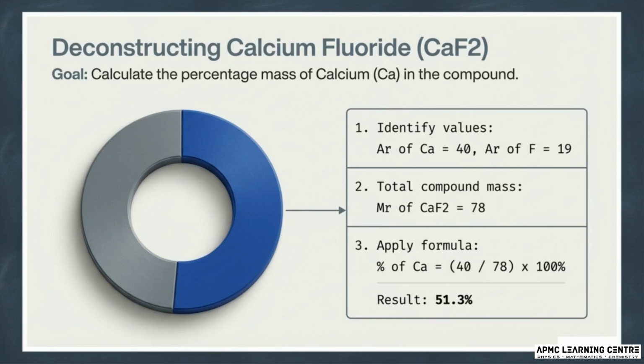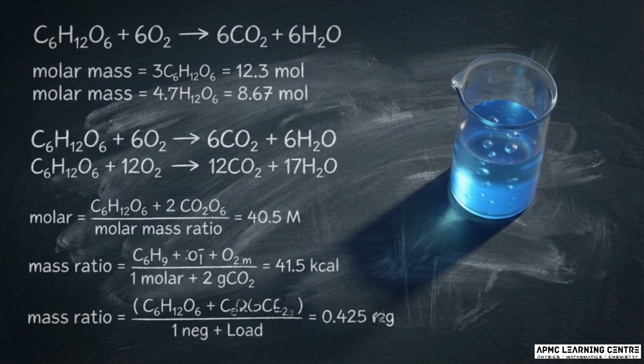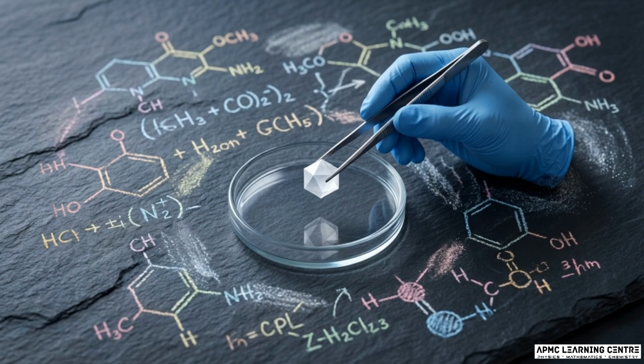Step 1. Identify calcium's AR, 40. Step 2. Calculate the total MR, 78. Step 3. Apply the formula. 40 divided by 78 times 100% yields 51.3%. This percentage mass formula bridges the gap between theoretical math and the physical lab. It tells chemists the exact physical proportions of ingredients needed for real-world synthesis.